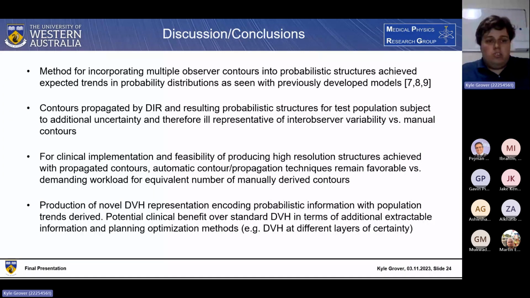All right, so in terms of the conclusions that were drawn, the method for incorporating multiple observer contours into probabilistic structures achieved expected trends to probability distributions that were seen in the previously developed models, with that center of mass with a higher probability and then extending outwards a decrease in the certainty. Contours that were propagated by using deformable image registration and the resulting probabilistic structures for the test population were subject to additional uncertainty and were therefore ill-representative of the overall inter-observer variability compared to how manual contours were.